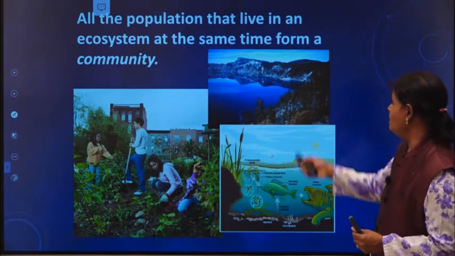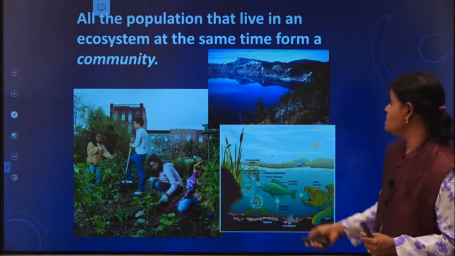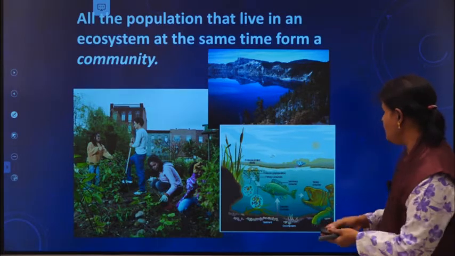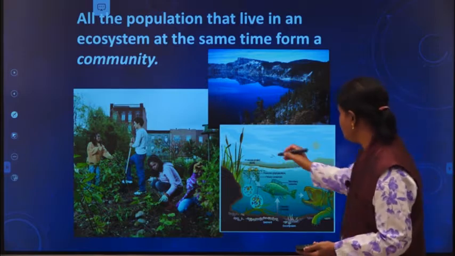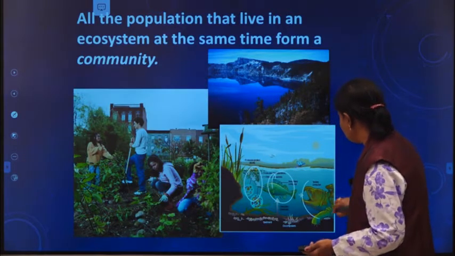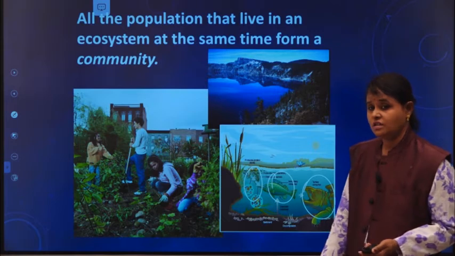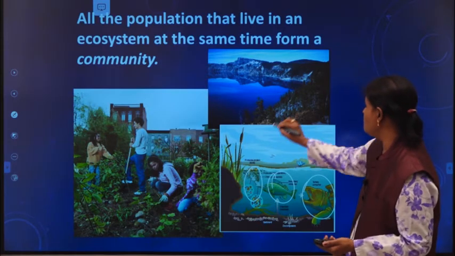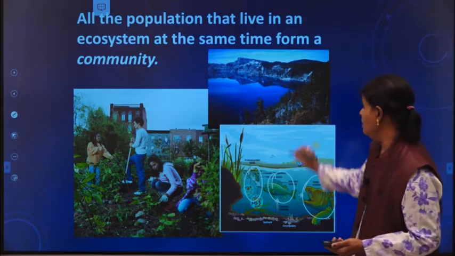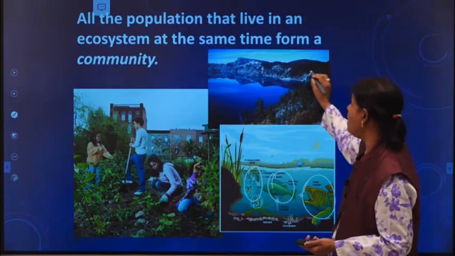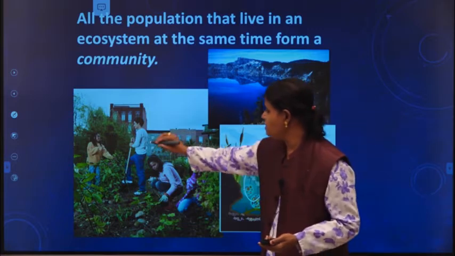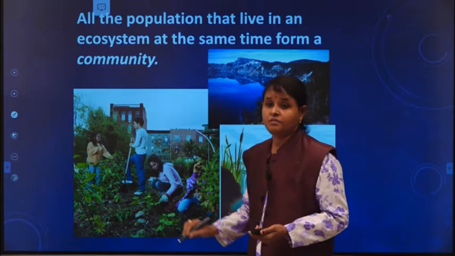See, all the populations that live in an ecosystem at the same time form a community. All the populations you can see here in this picture, this is one community, this is one community. So all the populations living in an ecosystem at the same time form a community. This is also an example.